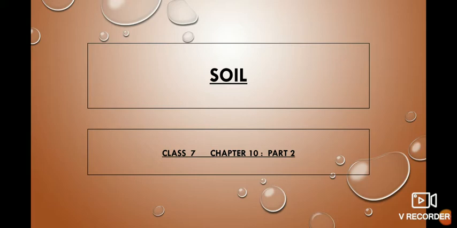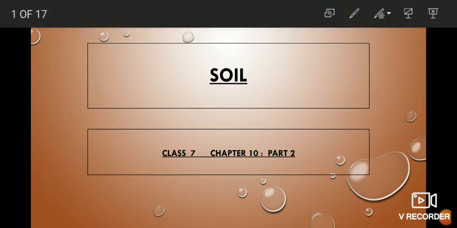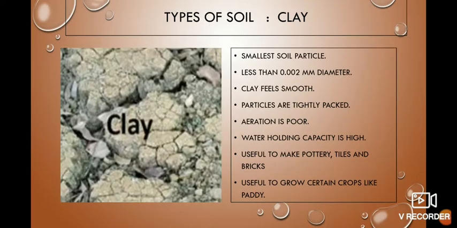So let us move on. Now we learn the different types of soil. Look around us. You can find different colors of soil. Somewhere you find red color soil, somewhere you find brown color soil, somewhere you find black color soil. Why is this? This is due to the different types of minerals that are present in the soil. The minerals present in the soil give it its color.